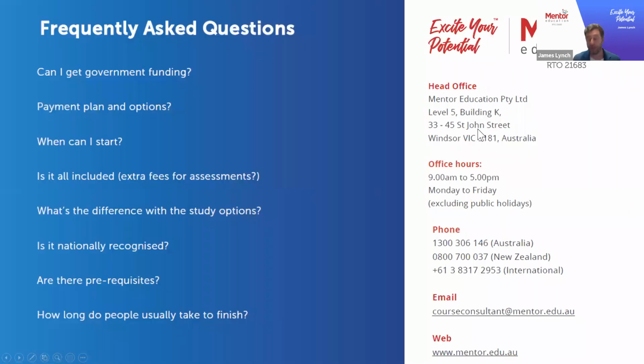What we have is a series of questions that we often get asked by students. So what I thought was quickly just go through those. And the first one is, can I get government funding? And the short answer to that is no. So all of our courses are self-funded, often by students themselves, or in some cases their employers. But in the event that perhaps the enrolment fee is a little bit out of reach at the beginning, we do have payment plans and options available.